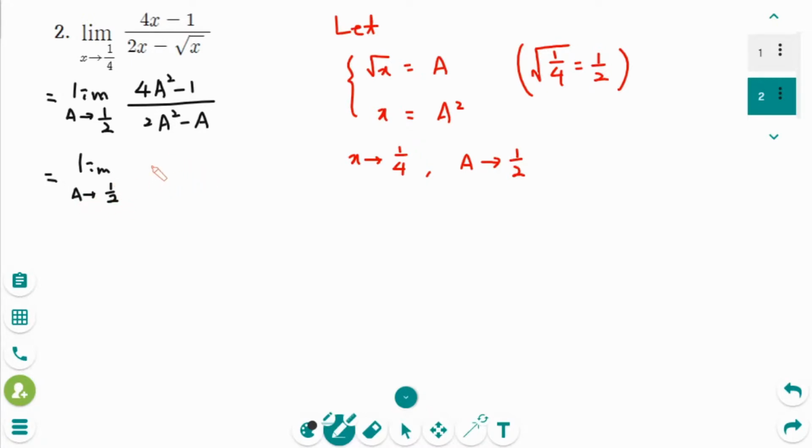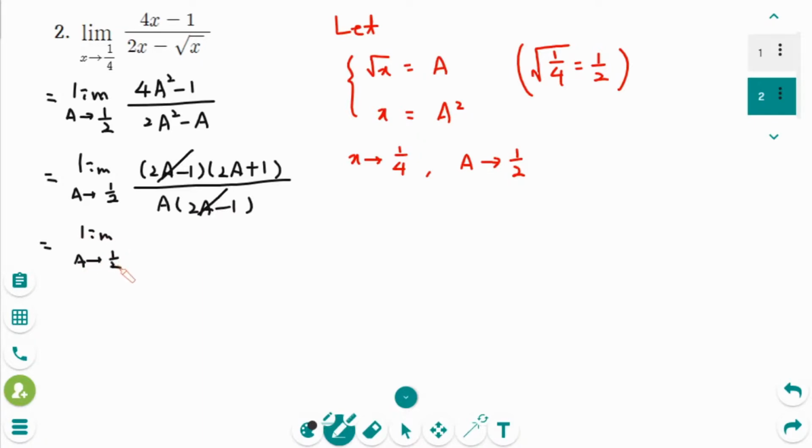Then factor each side, 2a minus 1, 2a plus 1 over, take out a and 2a minus 1. Then cancel the common factor. 2a plus 1 over a, and then put 1 over 2 into a. 2 times 1 over 2 plus 1 over 1 over 2. So this is 1 plus 1, which is 2 over 1 over 2.